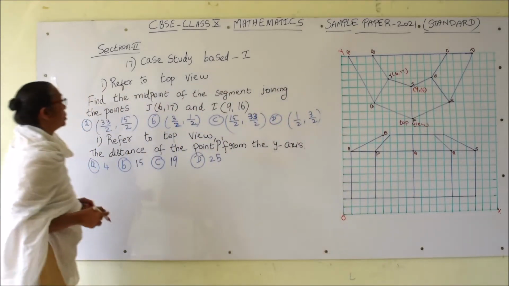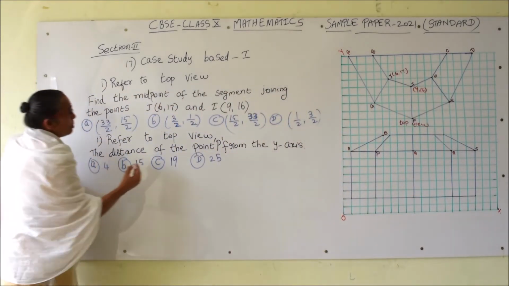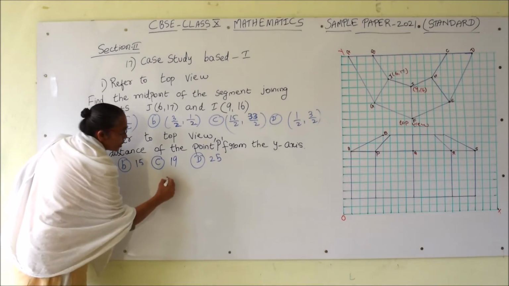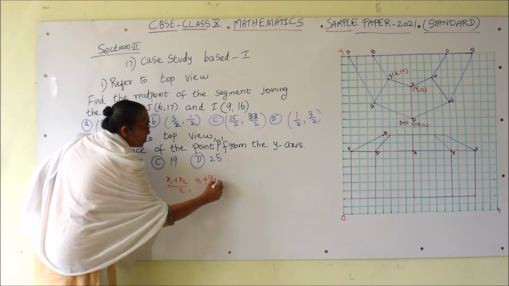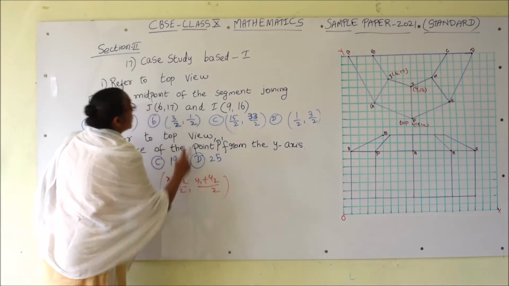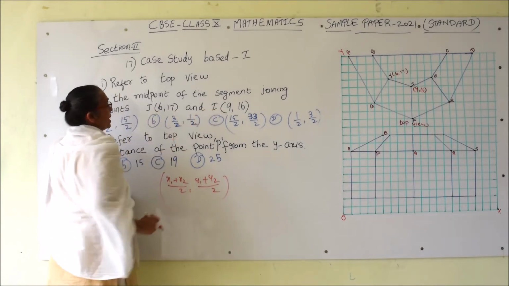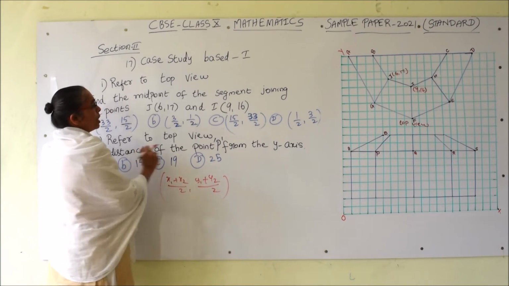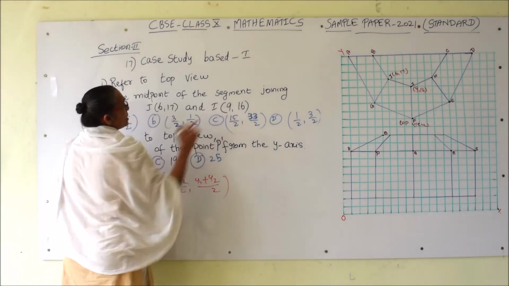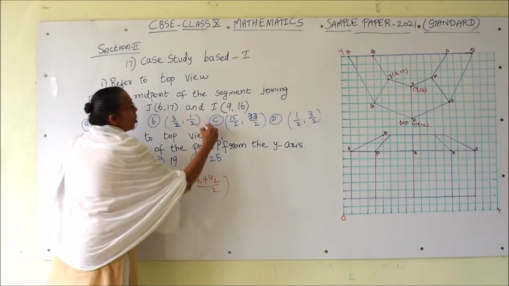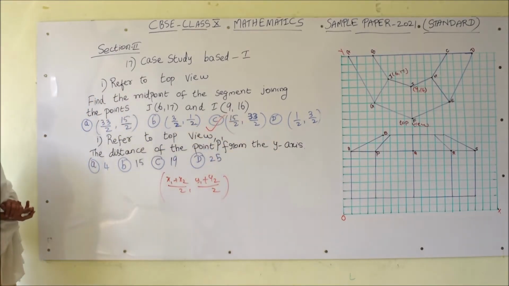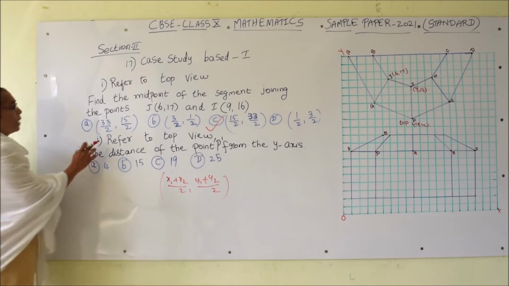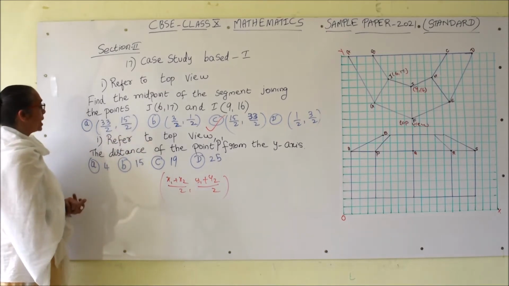Now, using the midpoint formula, which is (x1 plus x2) by 2, (y1 plus y2) by 2. So, here 6 plus 9 is 15 by 2, 16 plus 17 is 33 by 2. So, option C. Now, next question, again we have to refer to top view only.